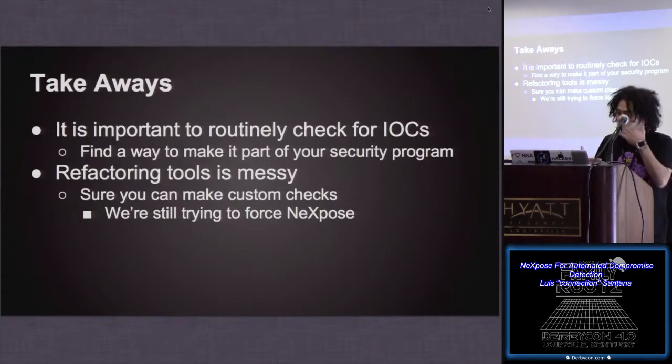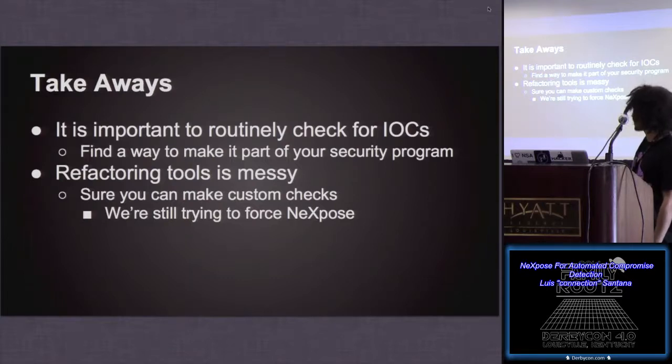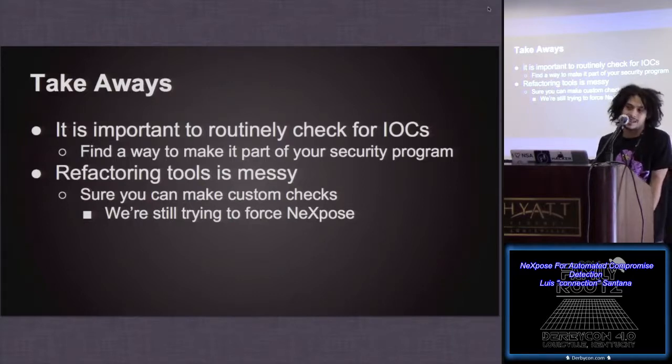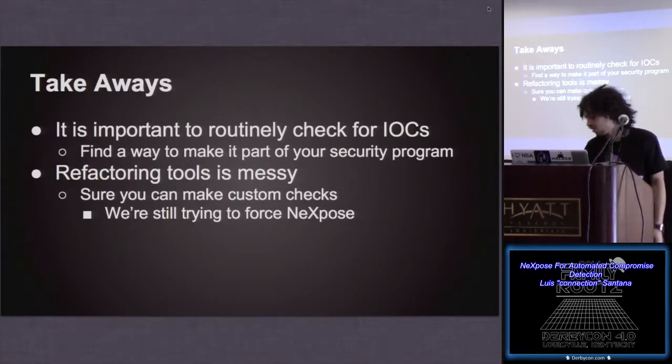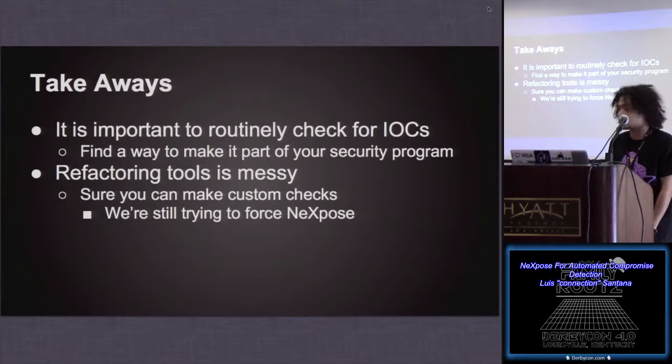So it becomes very difficult to do this work when you're brute forcing your way through and just frank-encoding things. Then I learned that refactoring tools is messy for many of the same reasons I was just talking about. Sure, you can make custom checks, but you're still forcing NeXpose. You're basically making NeXpose bend over backwards, and it's not designed to do this. I'm sure given enough time you could write some good checks for it, but it did not work out that way in my favor. I don't have a solution, honestly.